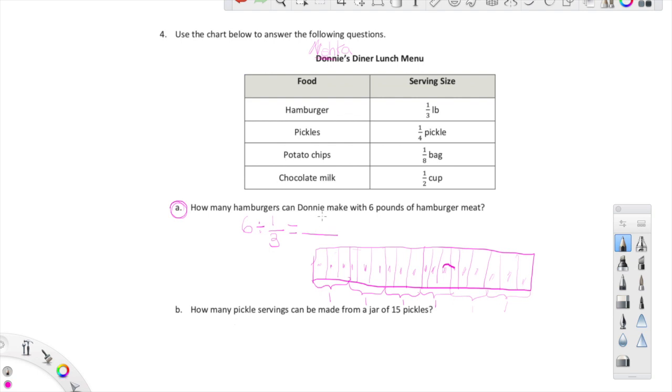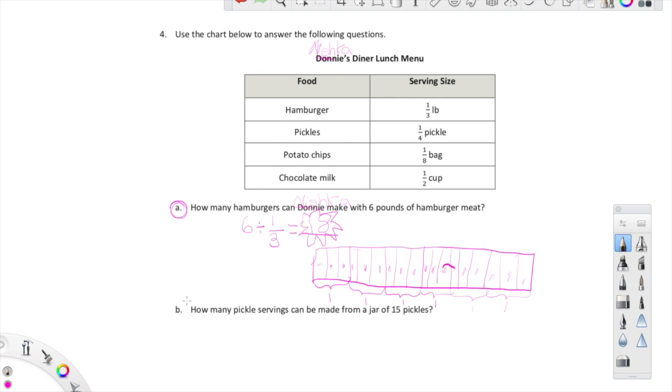Okay, wow, that is a lot of boxes actually. So, how many hamburgers can, not Donnie, Nishka, right, make with 6 pounds of hamburger meat? Well, she can make 18. Great job, that's our answer.